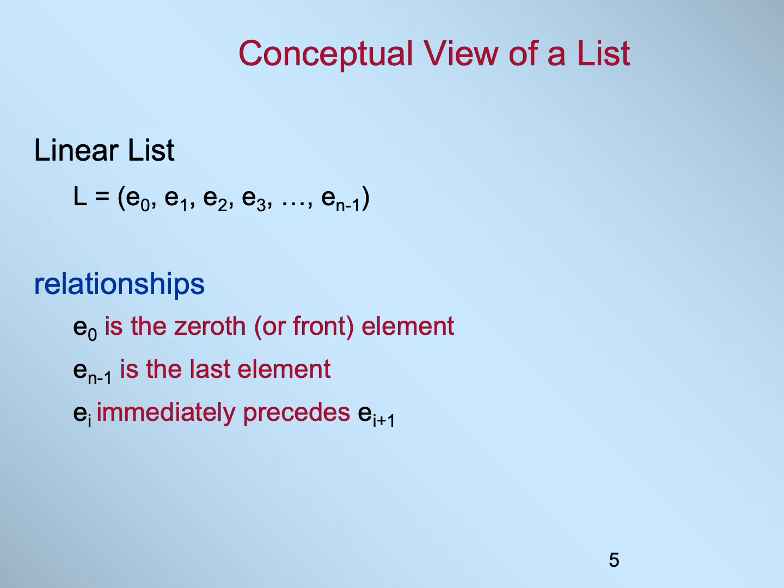Similar to what we have learned in array, in a list we need to know what the element is and what the index number is. For example, in this linear list L, we have E0, E1, E2, E3, and En-1. So E0 is the zeroth or the front element, and En-1 is the last element.